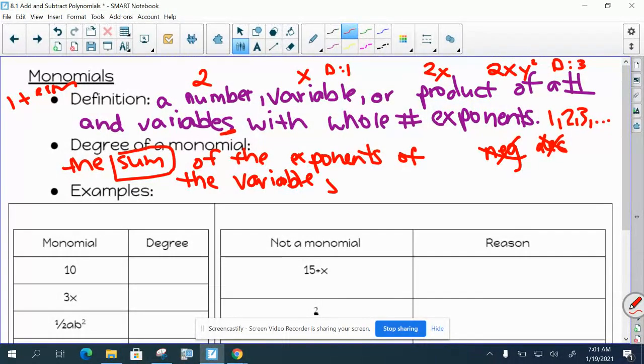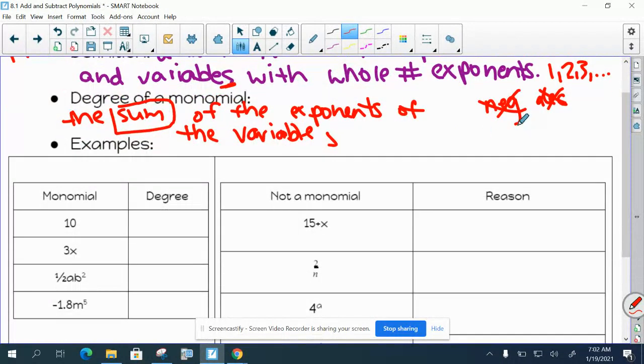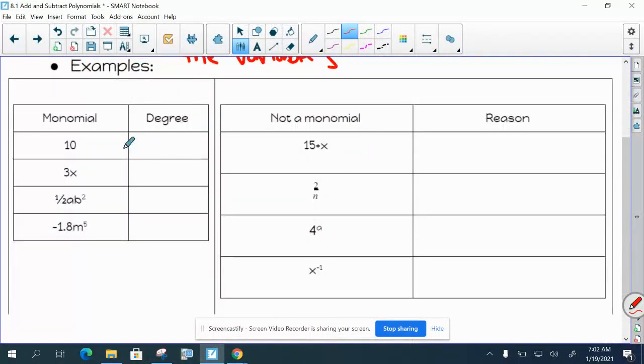So the degree is just a way to classify a monomial based on how many exponents it has. Because when we order a monomial or a polynomial, we want to order it from highest degree to lowest degree. So it's important to know what the degree of each term is. Okay, so let's look at some examples. So these are all monomials, all single terms. So let's classify their degree.